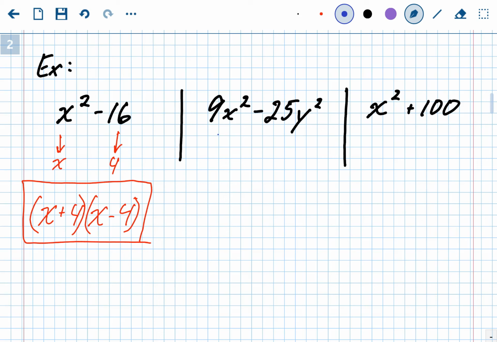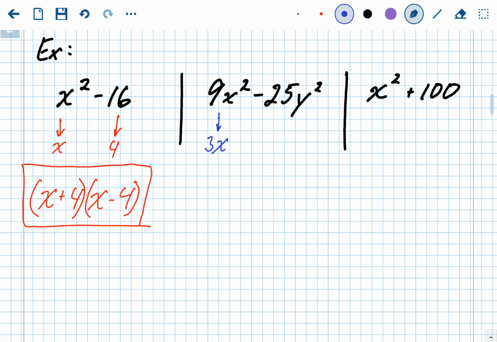Alright, the second one, this one's a little weirder. Not a normal format. But again, when we're looking for perfect squares, we're looking for a whole number squared or an even exponent on a variable. So the second one, 9x squared minus 25y squared: two terms, subtracting, are they both perfect squares? Well, yeah. 3x times 3x is 9x squared, and 5y times 5y is 25y squared. So in our factored form, we're going to have 3x plus 5y times 3x minus 5y. So same terms, opposite signs, one of each.